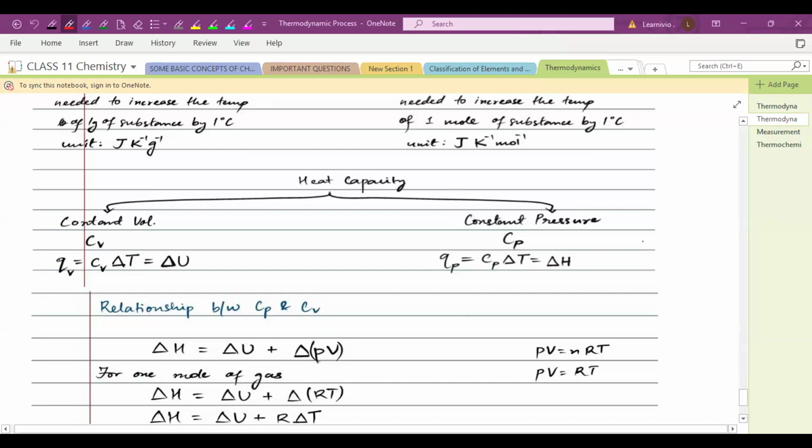We have completed till the heat capacity. Just please go with the notes. Just revise the notes. And if you have any doubt, just let me know.